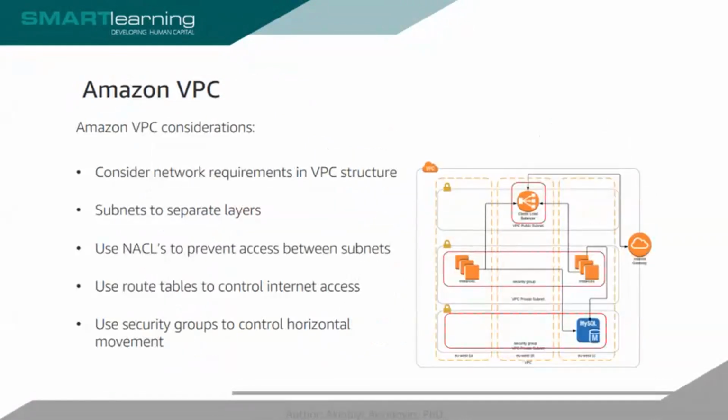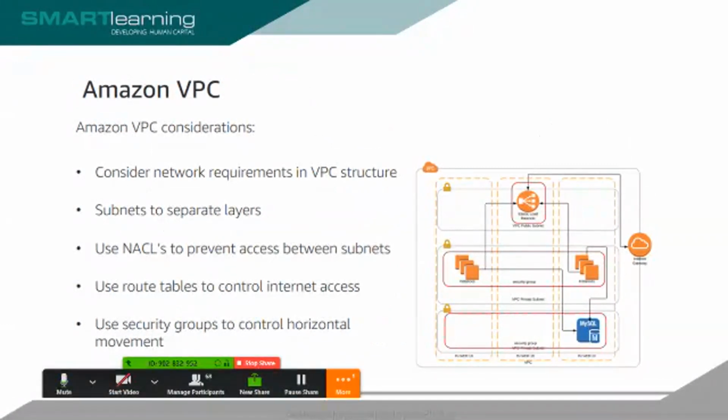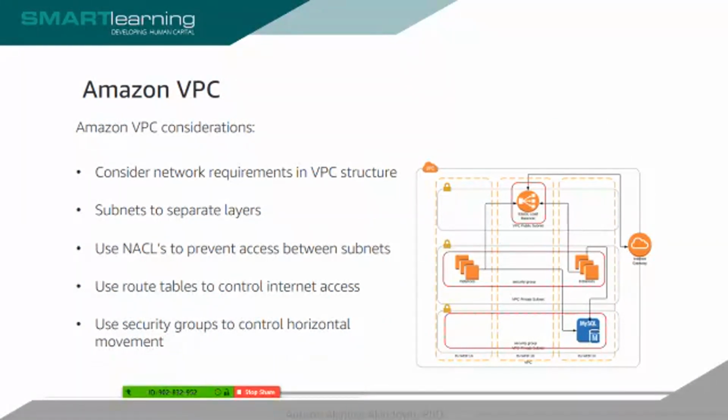VPC is software defined networking within AWS. It's called VPC. It's more like a virtual network within your on-prem environment. How do you ensure security within this? So you separate different resources based on subnet, which creates separate layers of workloads. Depending on your availability zone, you can have different subnets.